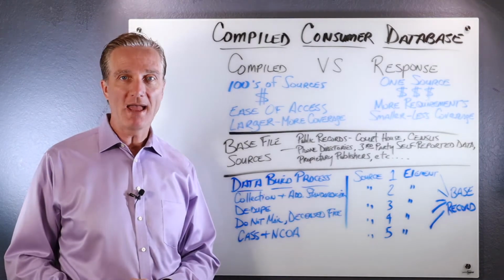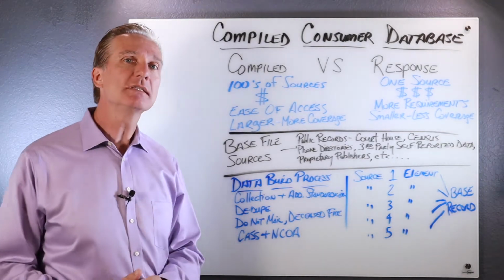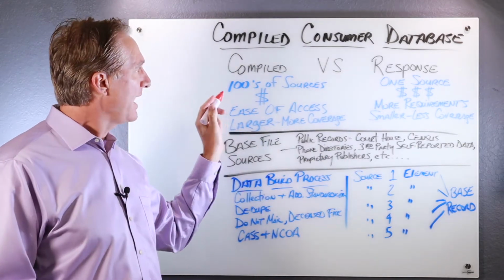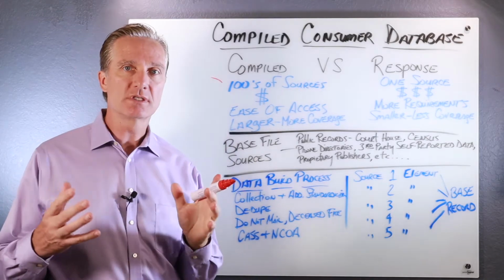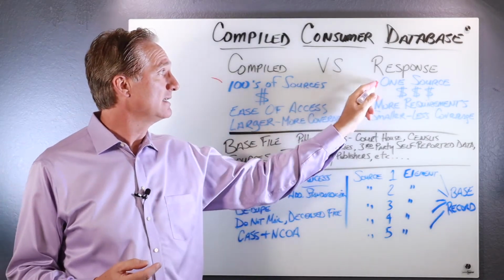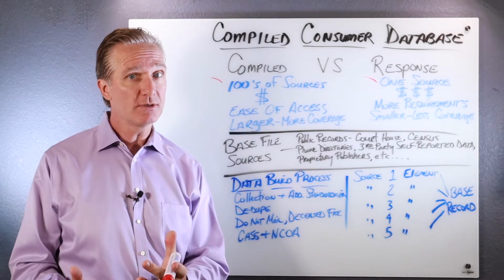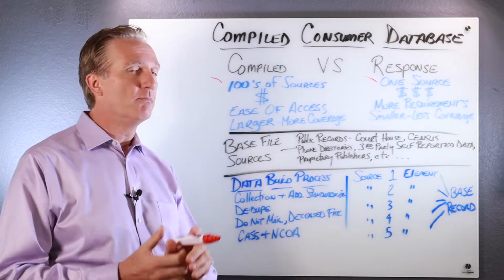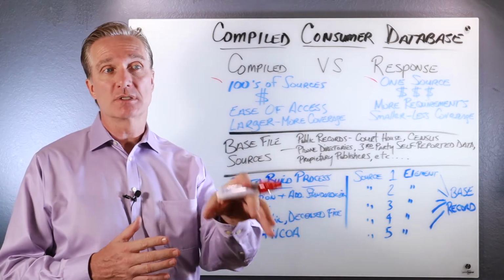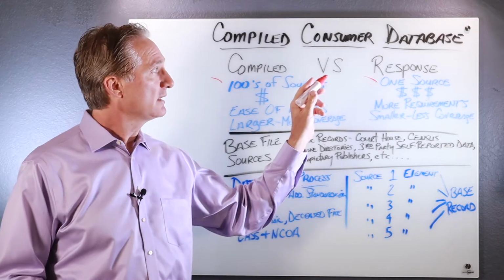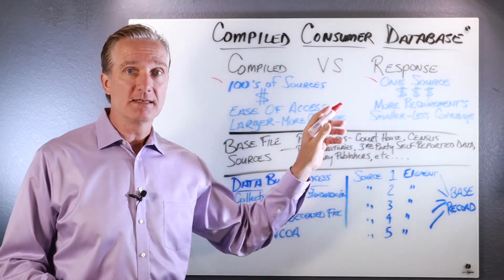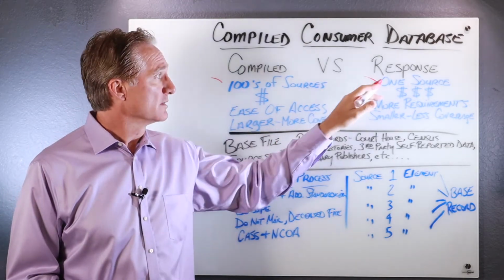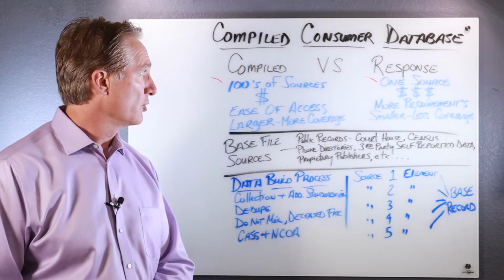Today we're talking about the compiled consumer database. So for starters, let's look at the difference between the compiled data and response file data. The compiled data is typically sourced from hundreds of different sources of information, whereas response data typically has one source. These are the responders to a particular offer. They could be subscribers to one magazine. They could be buyers of a product or service, or they could be responders to an application of some sort. They're typically much smaller data set than the compiled file data. The compiled file data is more affordable, whereas the response file data is typically much more expensive.